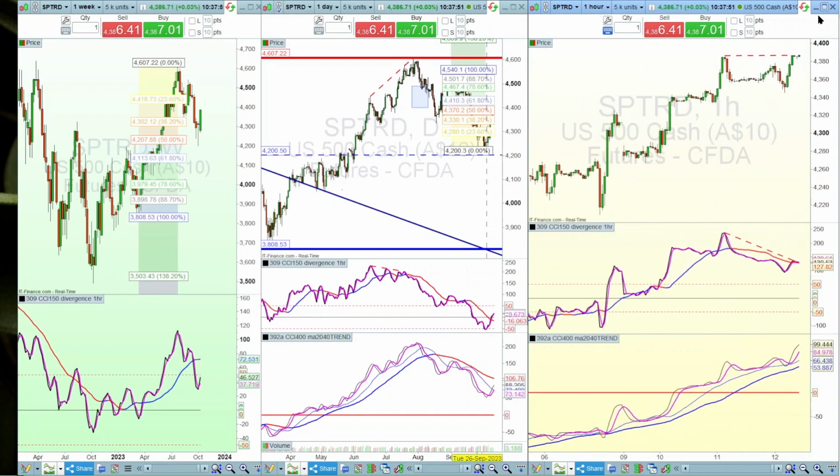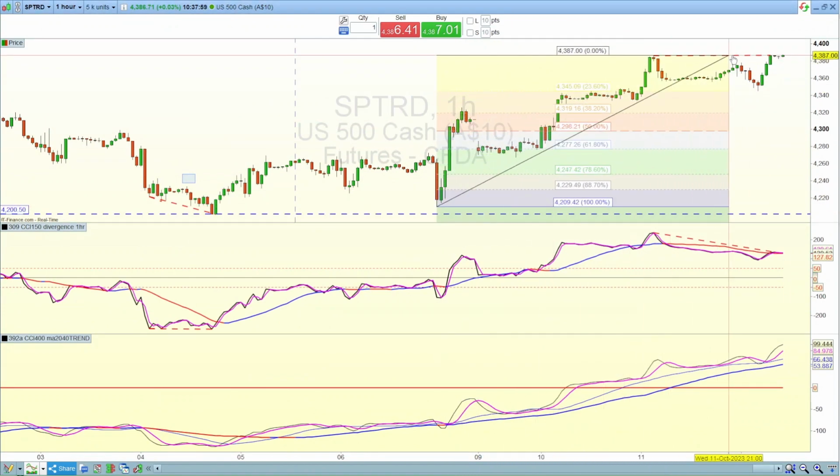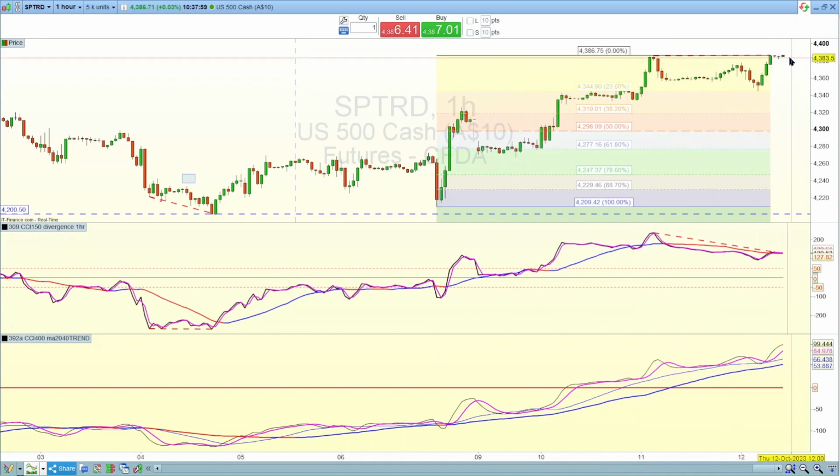One thing I will do as well on the hourly is show a potential target area. So if we put that on, assuming the price starts rebounding to the downside from there, and of course it could keep going higher, we're going to anticipate a target area between that 23 and that 38% level. That's our target area in the short term.